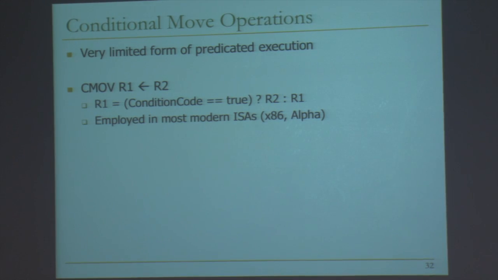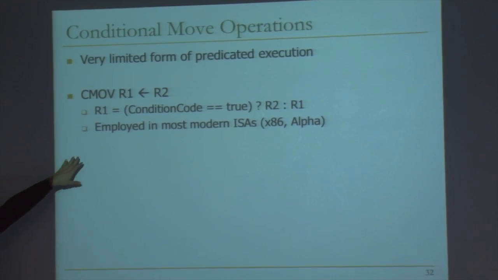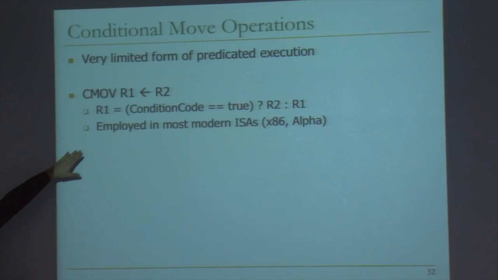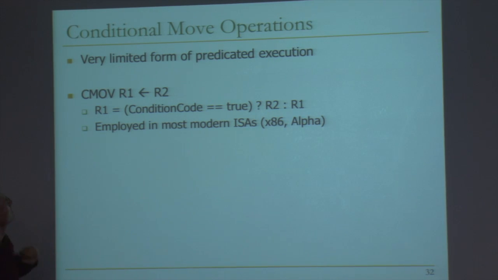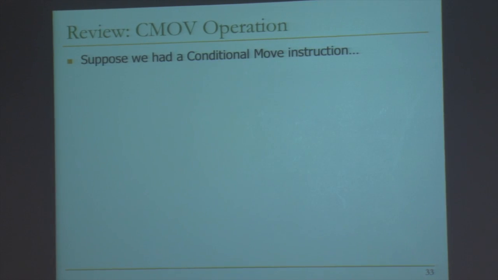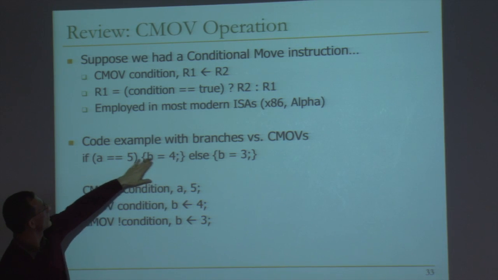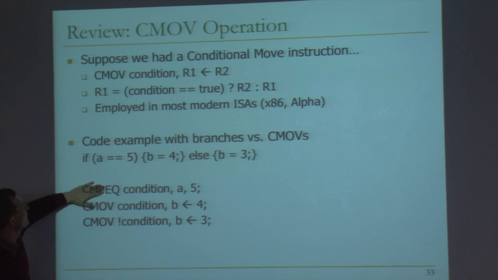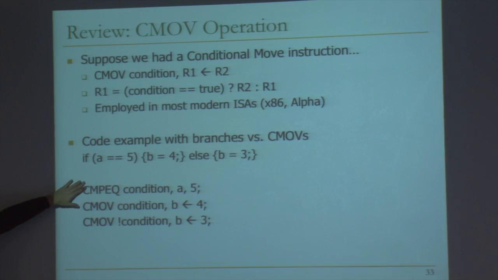OK, conditional moves, I've already talked about this earlier. Let me breeze through it. This is a very limited form of predicate execution that exists in pretty much all ISAs. Basically, you conditionally move R2 into R1 based on some condition, if the condition code is true. And this was the C statement that I've discussed. And this is the operation. Basically, it's a very similar piece of code written in a different way. You can implement this with 3 instructions without any branches. And I'll show you another example from ARM. But we've covered this in an earlier lecture.